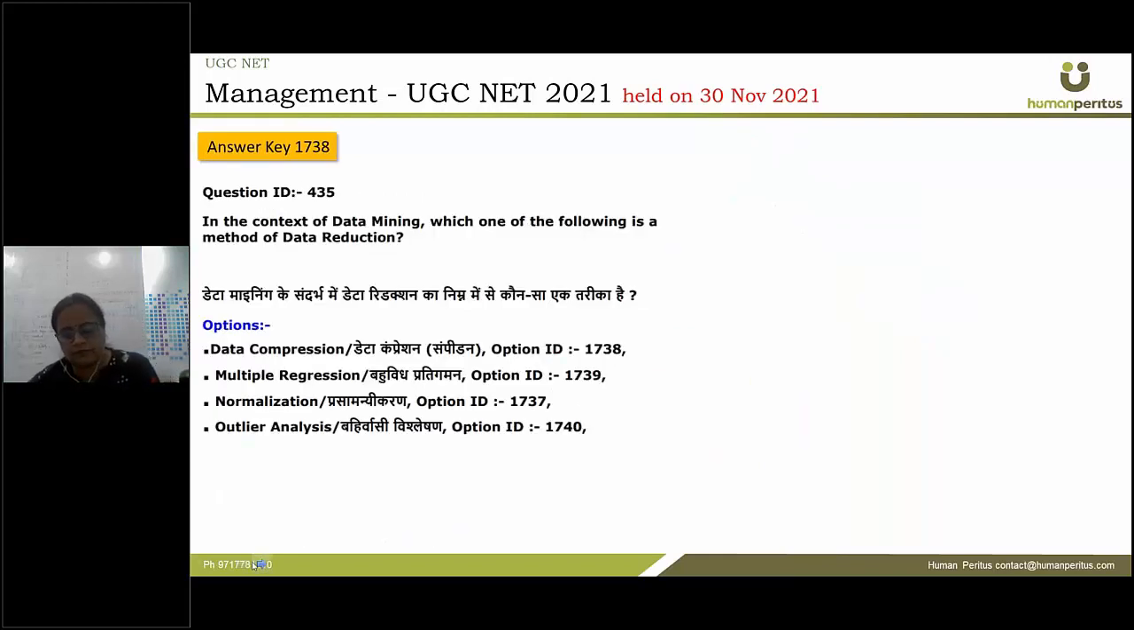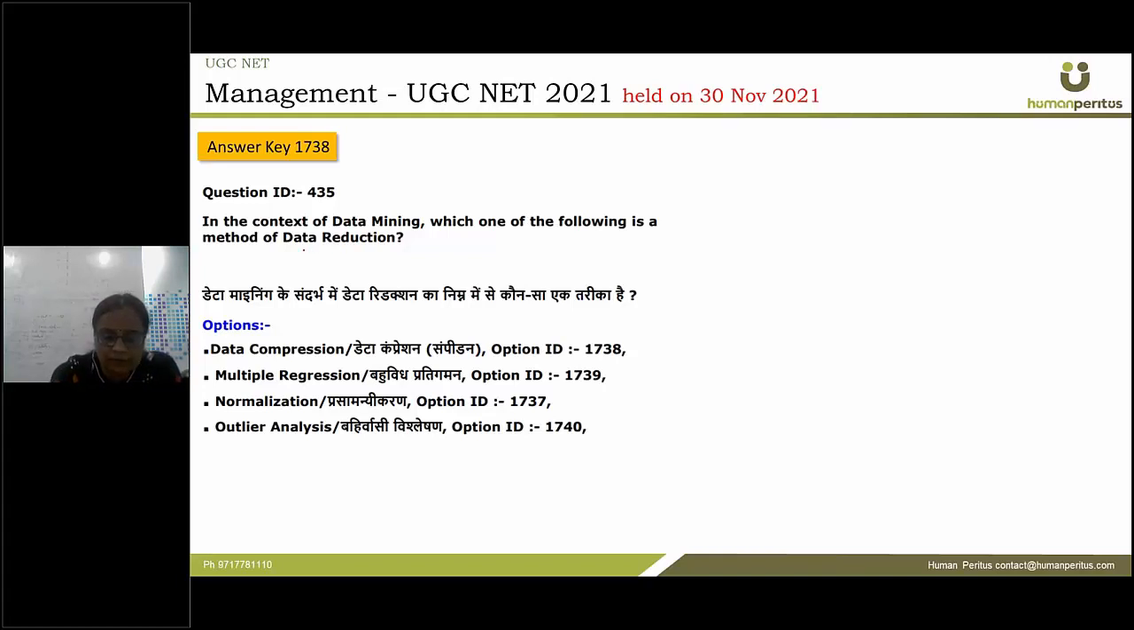Next, in the context of data mining, which one of the following is a method of data reduction? Now, what if you do not know anything about data mining? Data mining is whenever there are large databases, and out of those large databases we need to obtain certain new, very productive information, and that is called data mining. Out of large databases, a pool of databases. Now, what if you do not know anything about data mining? Look at the options available.